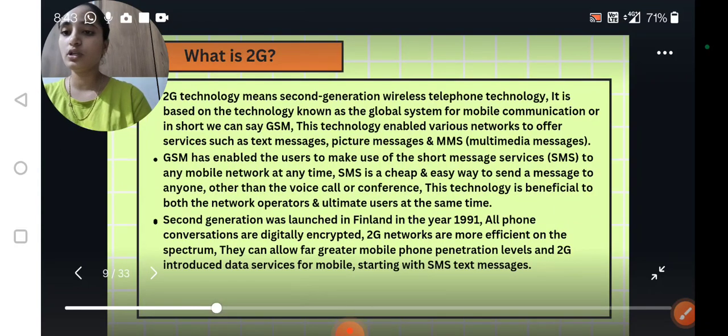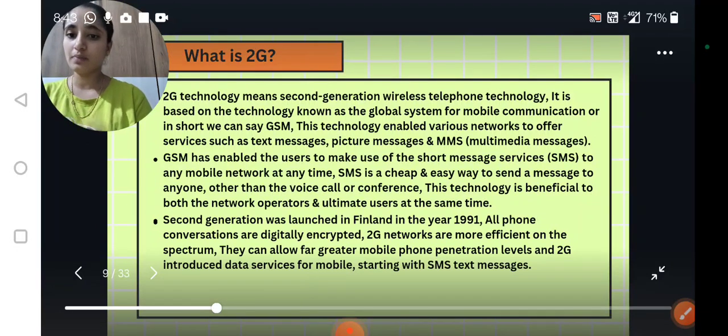Next we move on to 2G. What is 2G? 2G technology means second generation wireless telephone technology. It is based on the technology known as the Global System for Mobile Communication, or in short GSM. This technology enabled various networks to offer services such as text messages, picture messages and MMS, multimedia messages. GSM has enabled users to make use of the short message service, SMS, to any mobile network at any time.